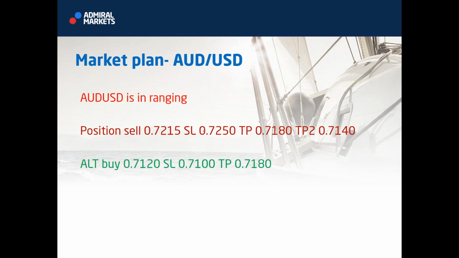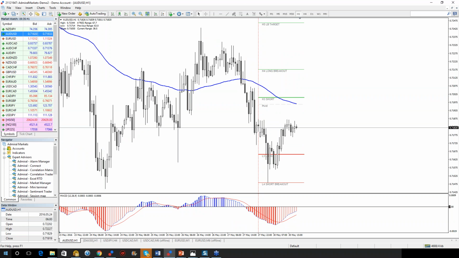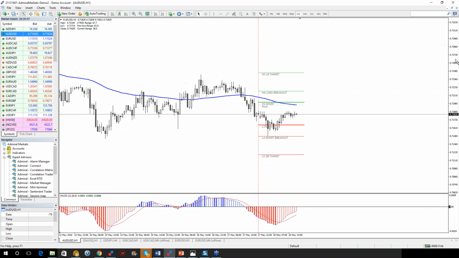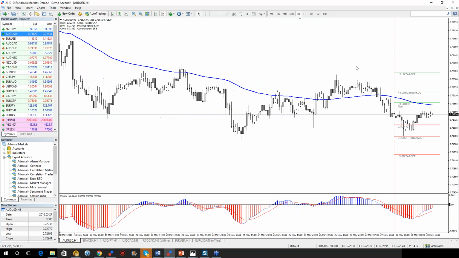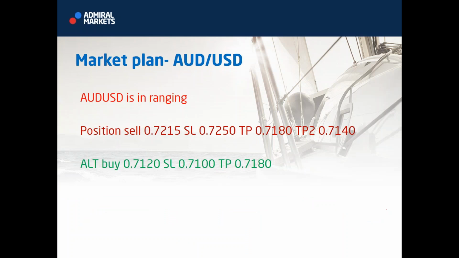Now Australian dollar, ranging. Everything has been range on Australian dollar. Not very exciting to trade except for previous week shorts. Well, last week was okay, but now it's a bit boring. You see, 1 hour chart, it's simply a range all day. So 72.15 sell, 72.50 stop, 71.20 buy, 71 stop. Okay.